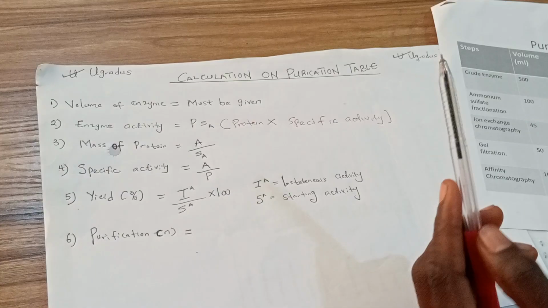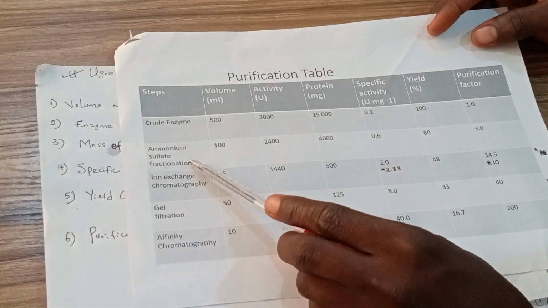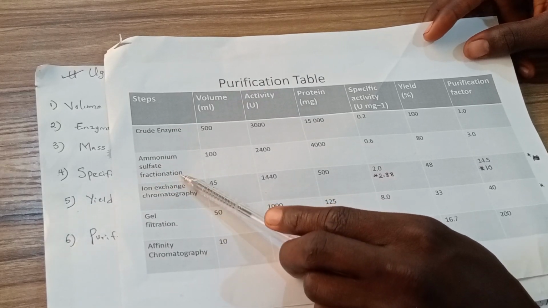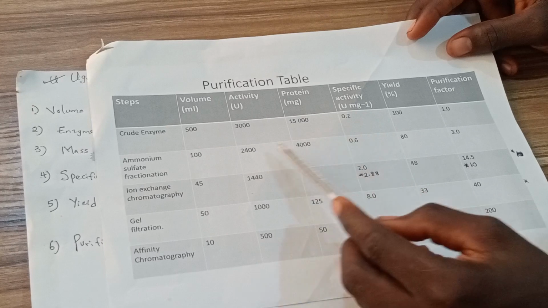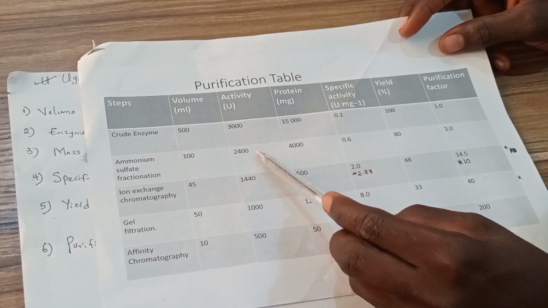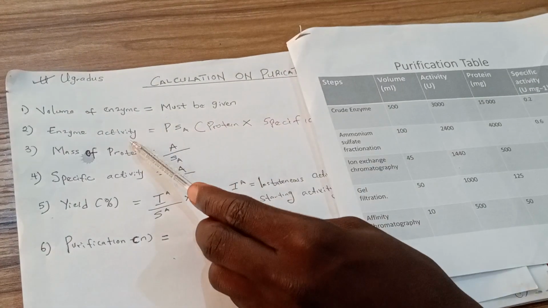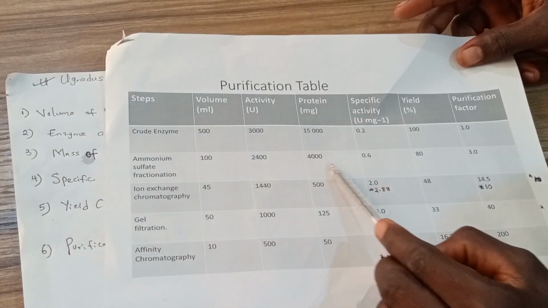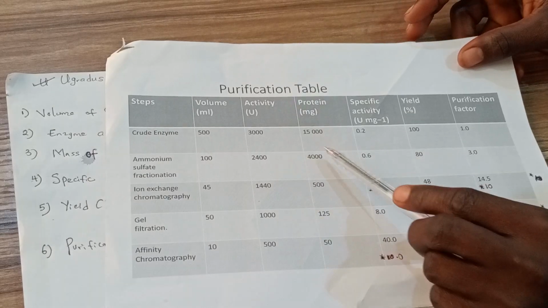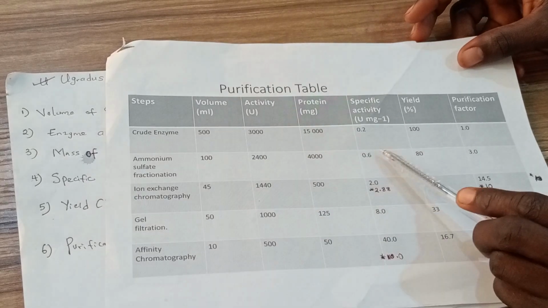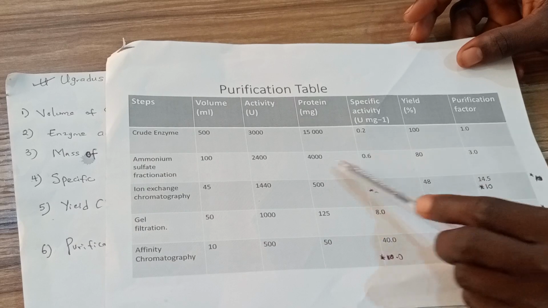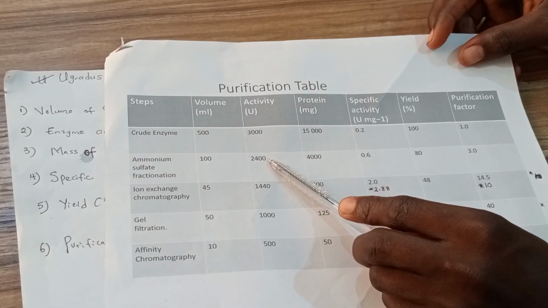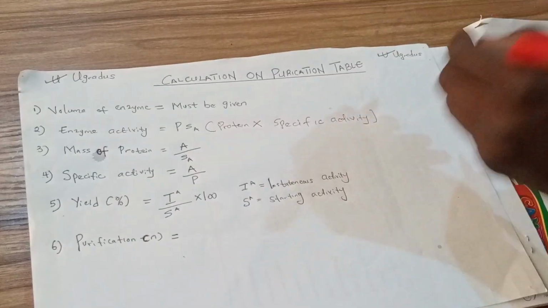So that means anytime you are looking for enzyme activity, you are going to use protein multiplied by specific activity. But in case you are still doubting, let's take another purification step. Let's take the one for ammonium sulfate fractionation. How can you calculate the activity of ammonium sulfate fractionation? As I've told you, enzyme activity is protein times specific activity. So just go to the protein of ammonium sulfate fractionation, which is 4,000, and multiply it with your specific activity. If you multiply 4,000 times 0.6, you are definitely going to get 2,400. You get it now? So I think we are done with that.